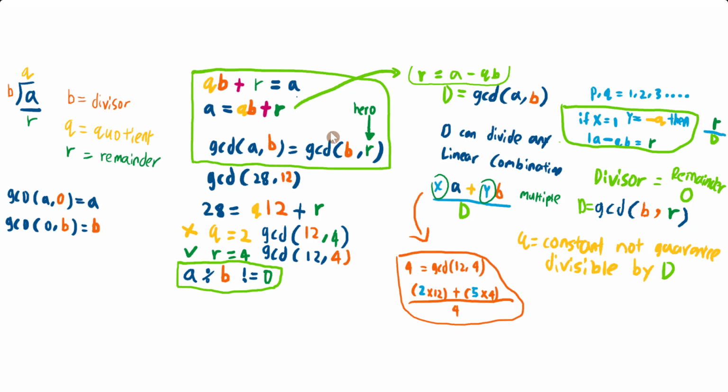This allows us to find the divisor very quickly with these properties. The divisor must be equal to the divisor of B and the divisor of R. By looking at this property, let's check this example. For example, we have GCD of 28 and 12. We want to find the GCD of 28 and 12. How should we do it?